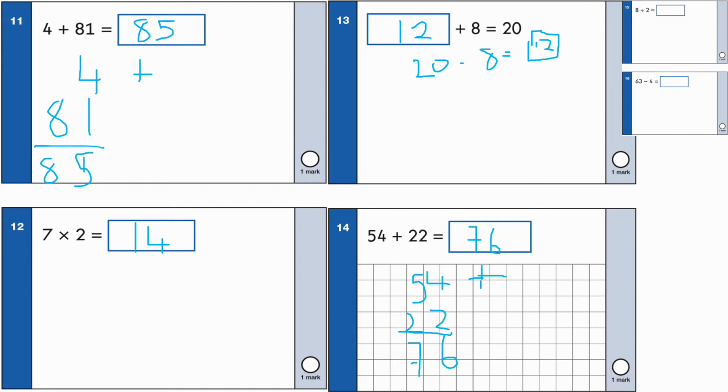This is question number 15. 8 divided by 2. So how many 2's go into 8? 2, 4, 6, 8. So the answer is 4. Okay, next one. 63 take away 4. Well, the answer I'm going to get is 59. Okay.